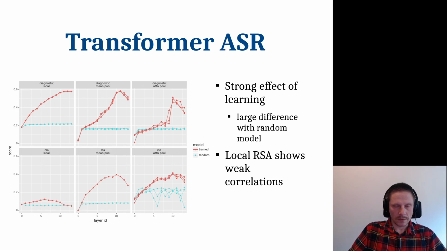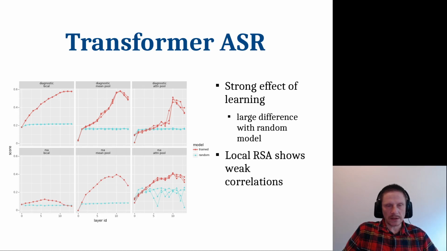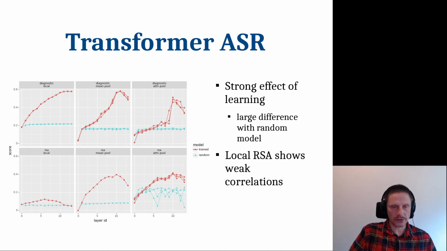One thing that also stands out a little bit is that for the condition with local RSA, we see only weak correlations, whether with trained or non-trained model. The correlations are quite small.